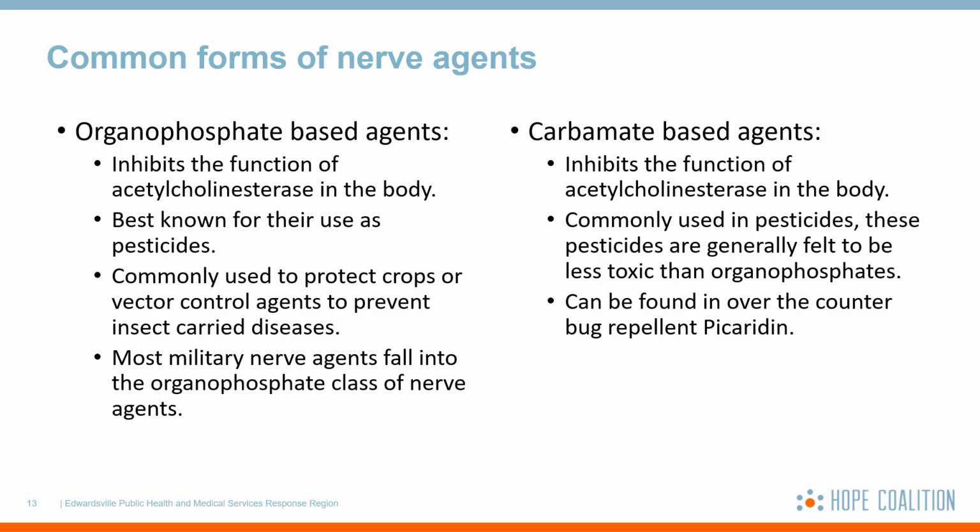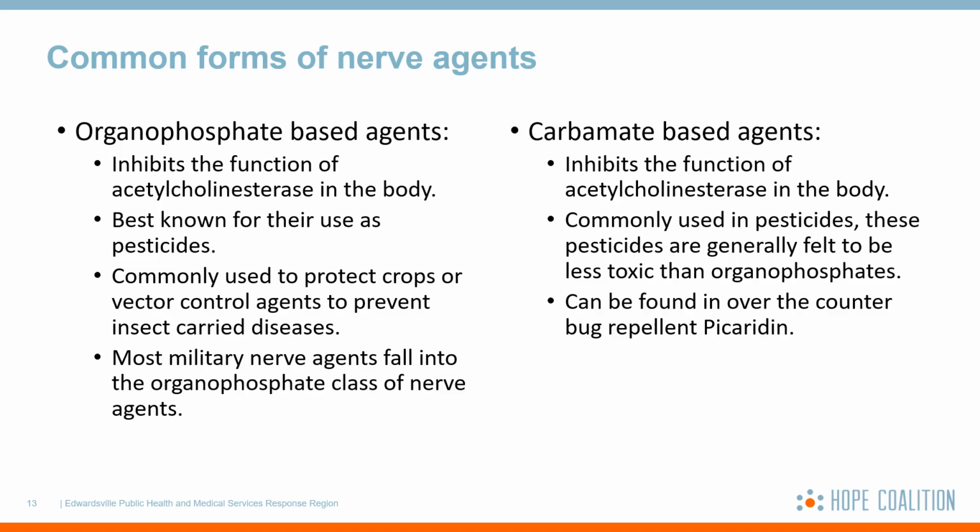Common forms of nerve agents. Organophosphate-based agents inhibit the function of acetylcholinesterase in the body. They are best known for their use as pesticides and are commonly used to protect crops or as vector control agents to prevent insect-carried diseases. Most military nerve agents fall into the organophosphate class of nerve agents.